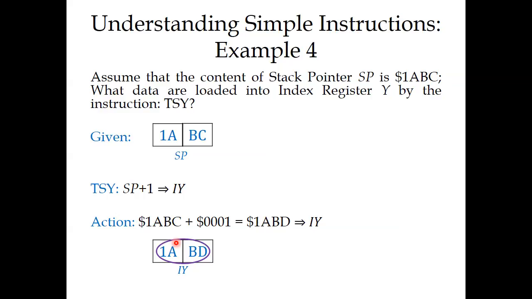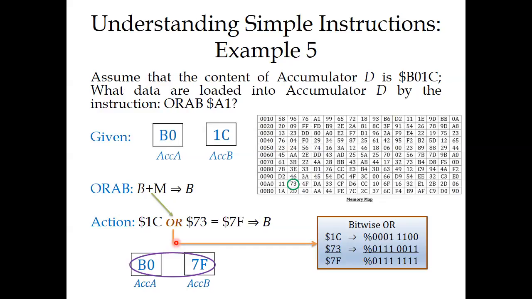All right, let's look at another example. So this time you are given the content of accumulator D, which is B01C. This is given, okay? Now again, the accumulator D means A followed by B, right? So that means we know that the content of accumulator A is B0 and the content of accumulator B is 1C. This is what is given, okay?